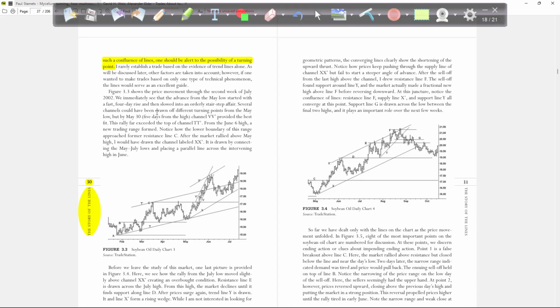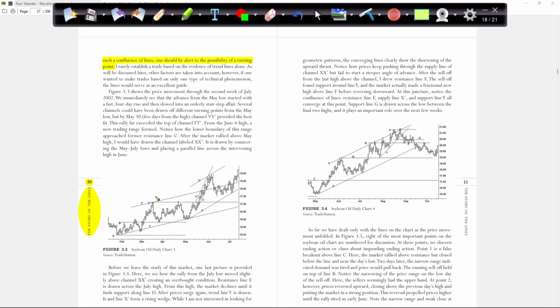Okay, we immediately see that the advance from the May low started with a fast 4-day rise and then slowed into an orderly stair step affair, right? Like this one. Guys, from here, then step one.